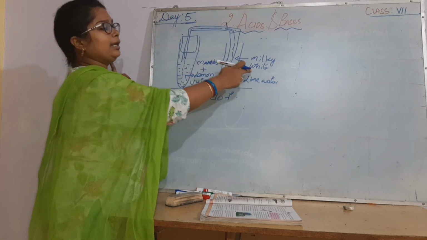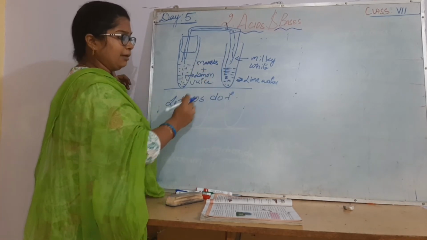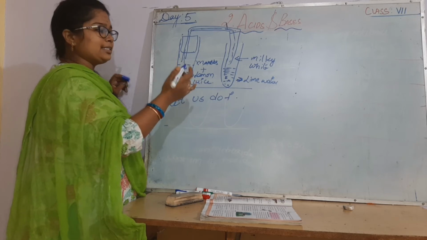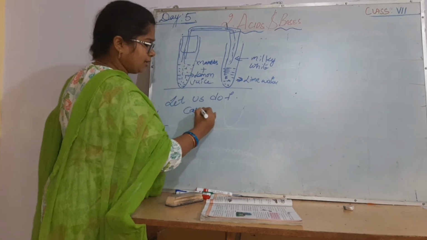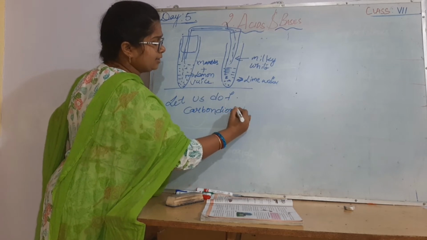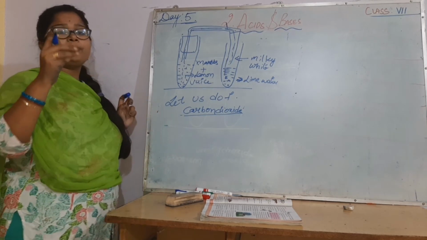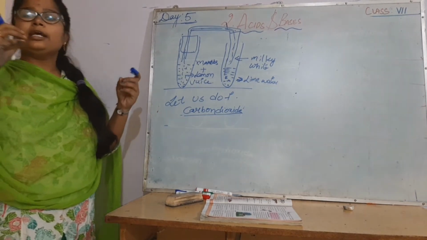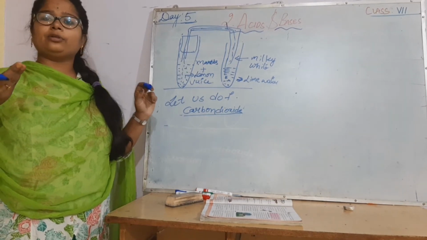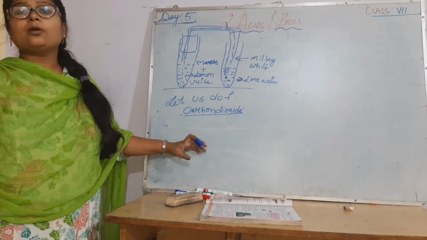When lime water changes into milky white when some gas is added, which gas is it? Carbon dioxide. Carbon dioxide will reduce the supply of oxygen. If you bring a matchstick near carbon dioxide gas, it will put off. For that reason, carbon dioxide gas is used in fire extinguishers.